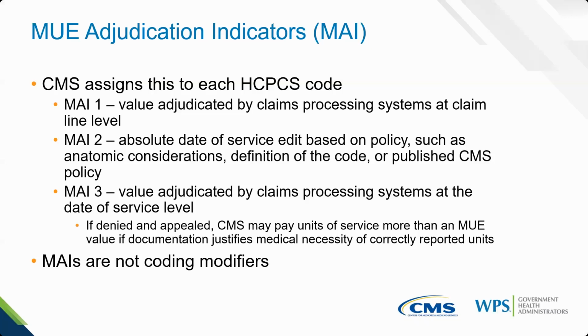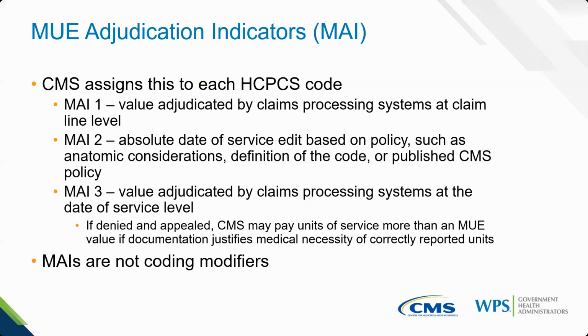This means if there's an MAI 2 in column C, that no payment will be made for units of service in excess of the MUE. This is a hard-coded edit in the multi-carrier system. So if you're billing in excess of the units of service and there's an MAI 2 indicator, that means that Medicare will absolutely not pay more than that MUE. That could be an indicator to you that you don't need to request an appeal.